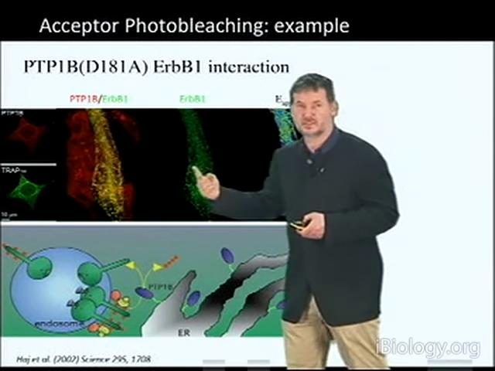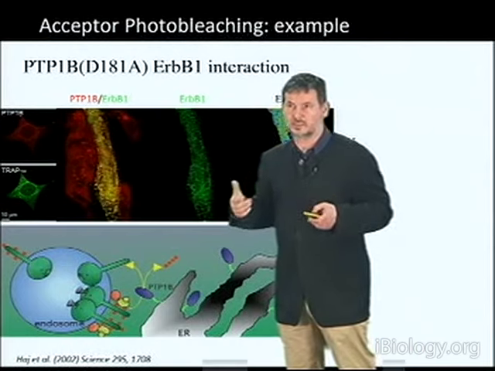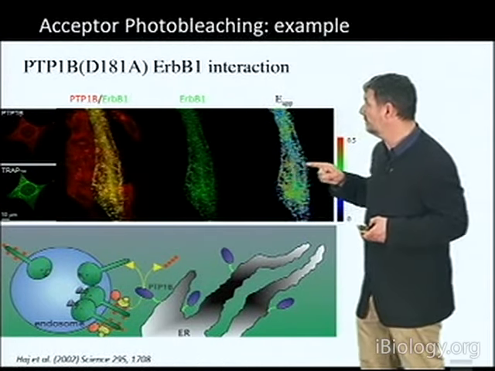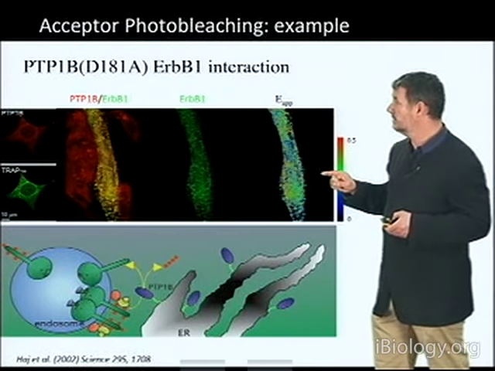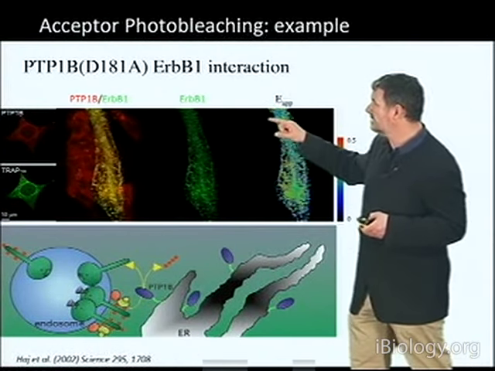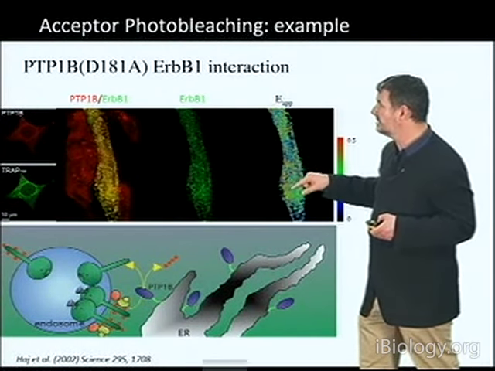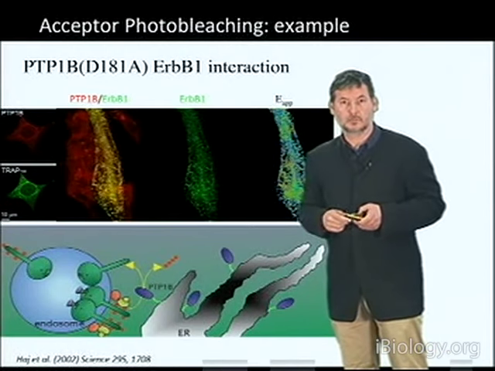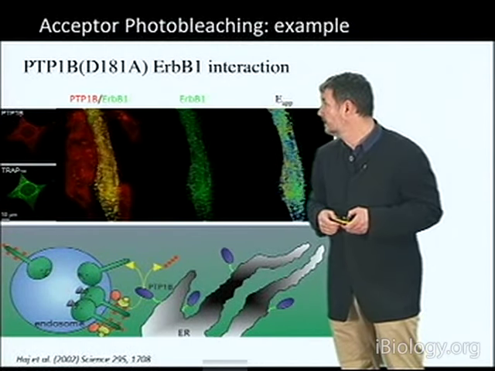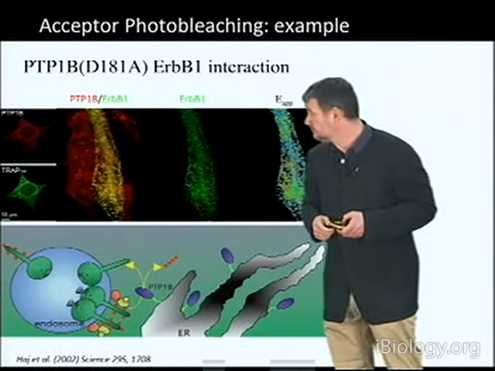Then you retake the three-dimensional stack, and you just take one minus the ratio of these two images, and you obtain the apparent efficiency map. And now you can see in this green area basically where this interaction takes place. So you can clearly see that that's the place where the receptor gets dephosphorylated, basically inside the cell.